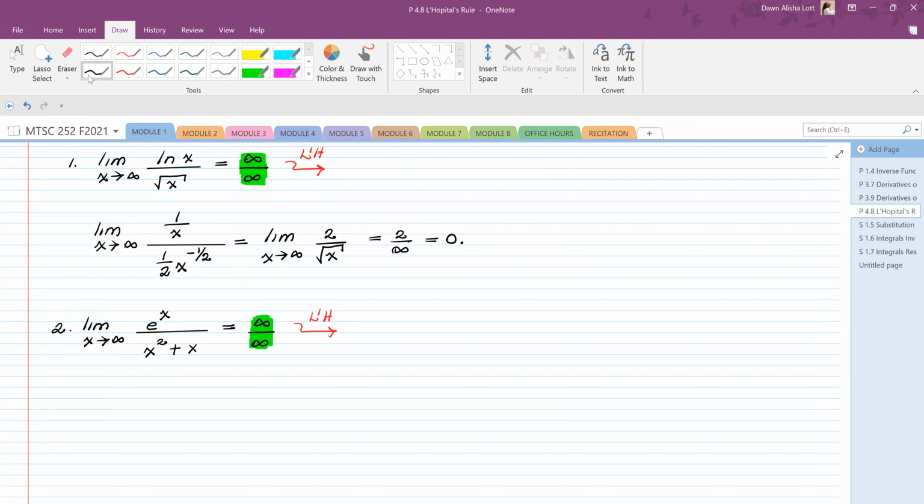Okay, so I take the derivative. The derivative of e to the x is e to the x. The derivative of x squared plus x is 2x plus 1. So e to the x goes to e to the infinity, that's infinity. And 2 times infinity plus 1 is still infinity. Got to do it again.